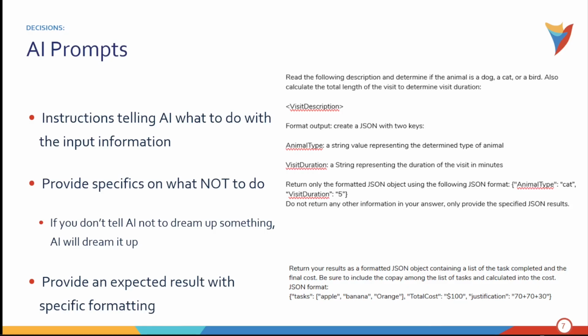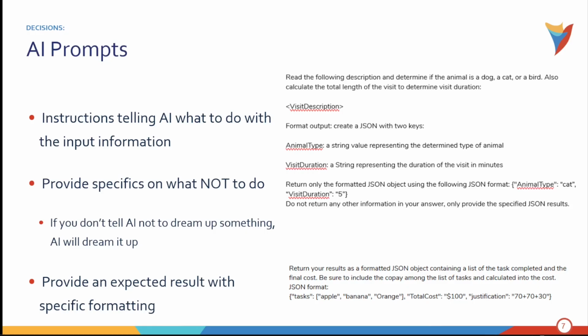Also, providing an expected result with specific formatting can help make sure that the data is actually being output exactly as you ask. Like I mentioned in the previous slide, providing a JSON format or something telling it exactly how you want it to respond can help make sure that the data is accurate, but also help make sure that decisions afterwards can take that data and do more with it.